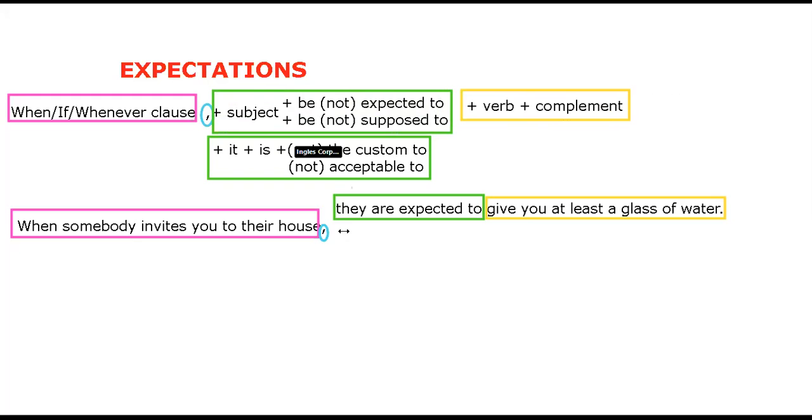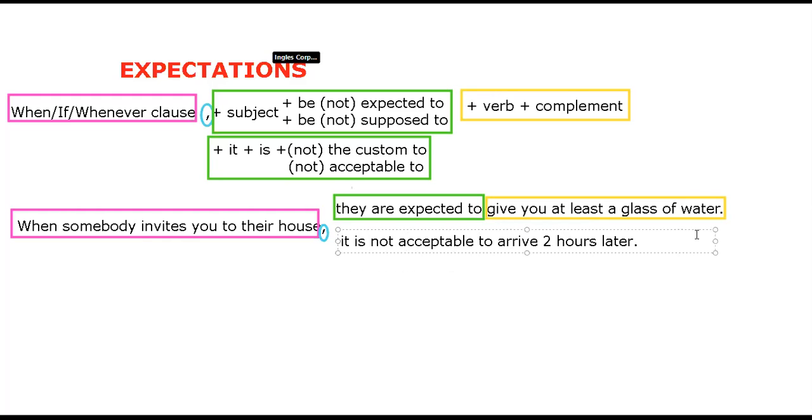So when somebody invites you to their house, I'm gonna be using now a negative. Okay, so you can see it is not acceptable to arrive 2 hours later, right? Even in El Salvador, you know, in El Salvador, people arrive very late, but even in El Salvador, it's not acceptable. 3 hours later. Right? Not even in El Salvador.